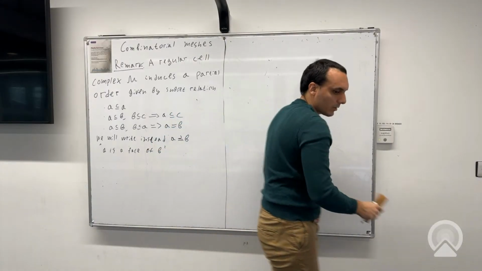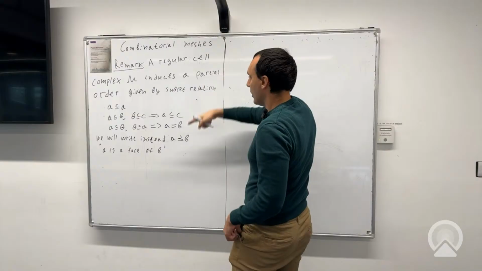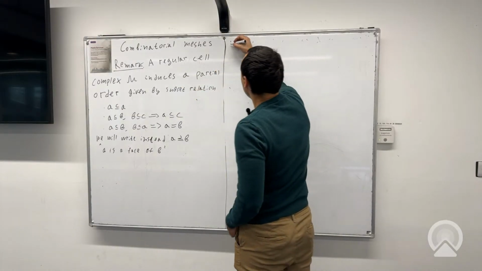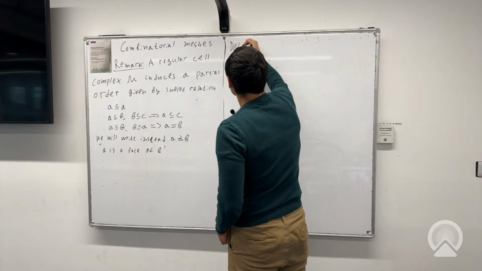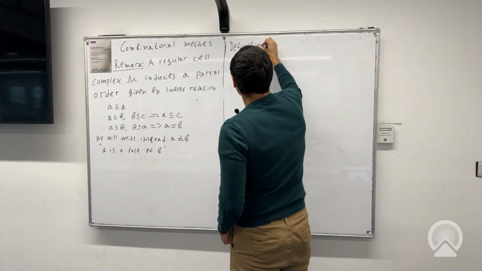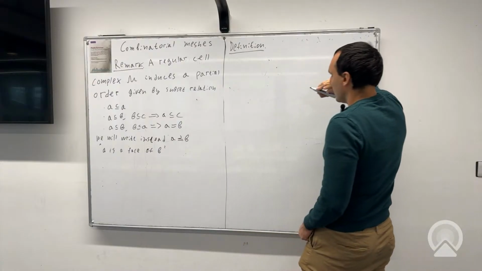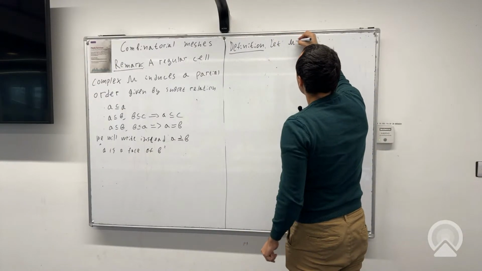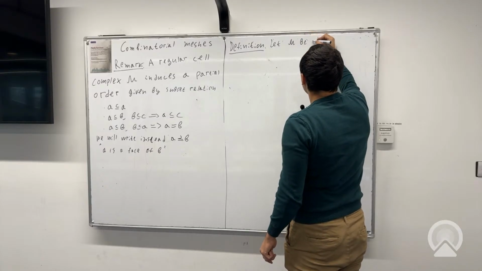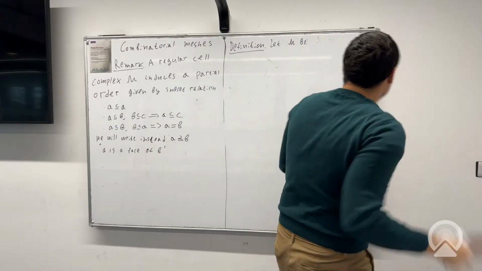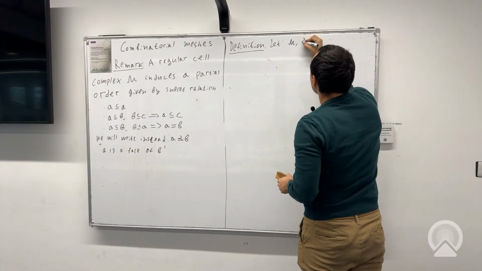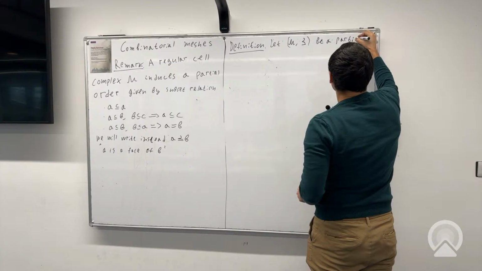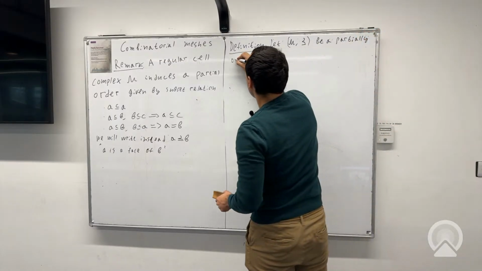And so now the definition of a combinatorial mesh is: we start with some discrete structure and give it an order. So, definition. Let M be a partially ordered set.